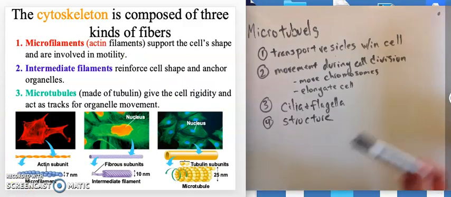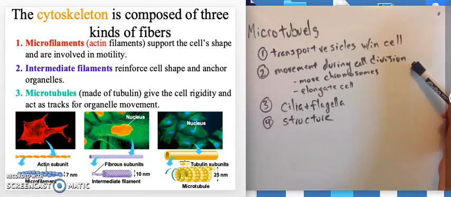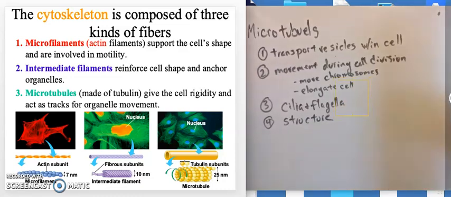Microtubules help the cell move by transporting things within the cell, making railroad tracks for motor proteins to walk along. They help with the movements of the cell during cell division. They support cilia and flagella that help cells move, and also they just support the overall structure of the cell.